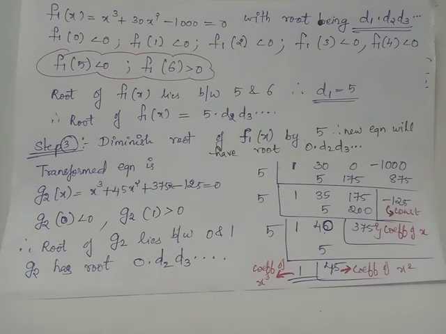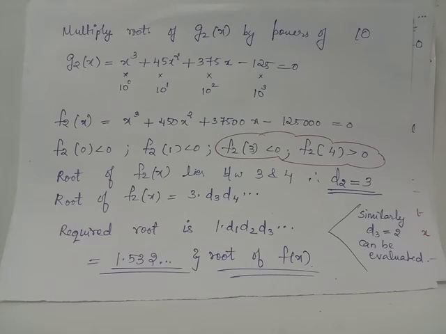Now we will identify values between which the root of f1 of x will lie. We have identified that between 5 and 6 the root of f1 of x will lie. The lower bound 5 will be taken as the integral part, that is, the integral part of the root of f1 of x becomes d1 equals 5. Thus the root of f1 equals 5.d2 d3 etc. If we wish to find out d2, we will diminish the root of f1 of x by 5 using synthetic division method. We arrive at the new transformed equation g2 of x whose root will be of the form 0.d2 d3 etc.